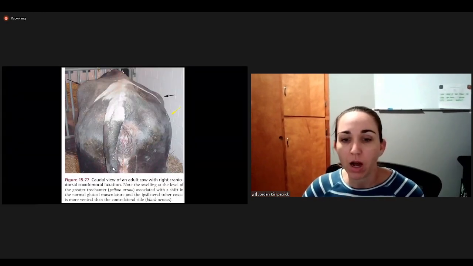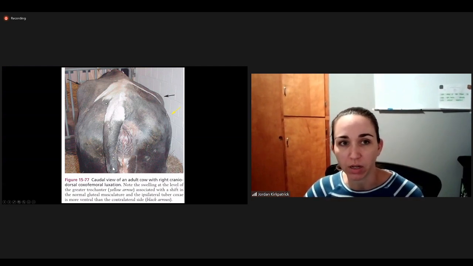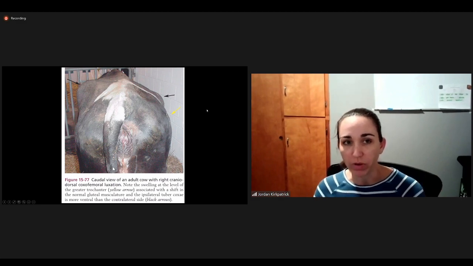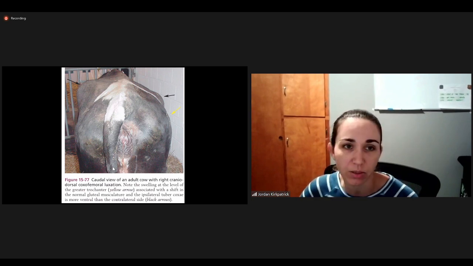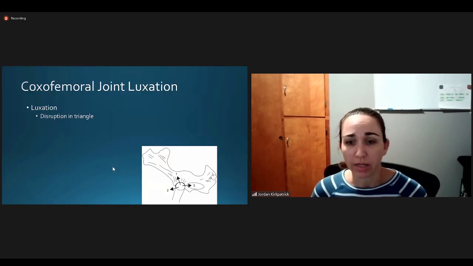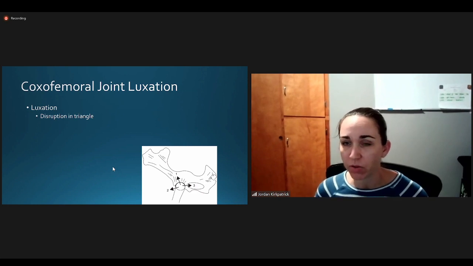But when they have a luxation, you can see that there is uneven height between the coxofemoral joints and the pelvis in general. So this image shows just that unevenness. So again, the luxation disrupts that triangle that we should see.